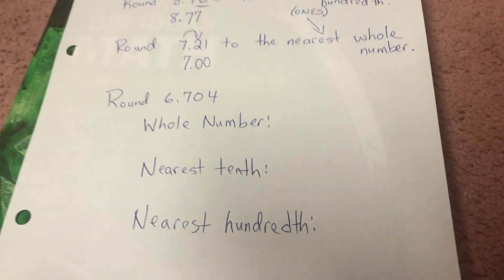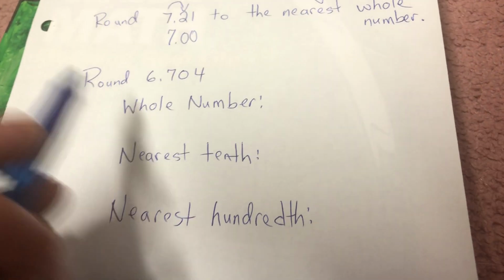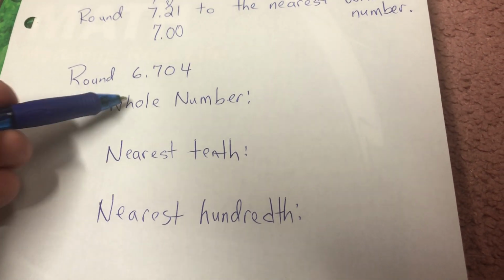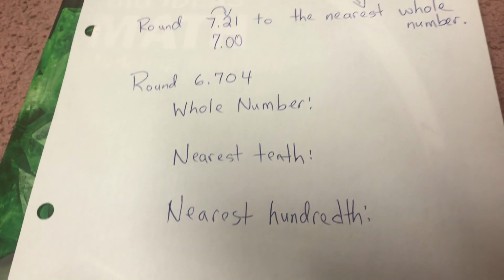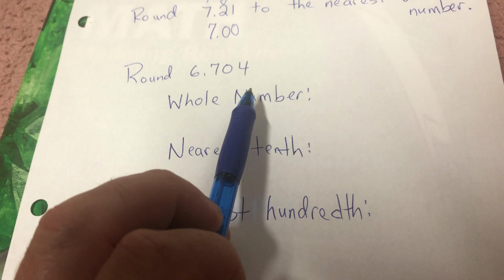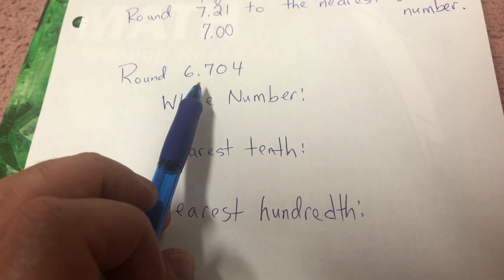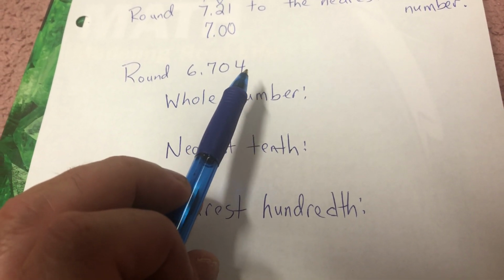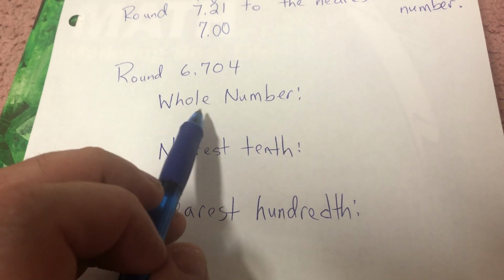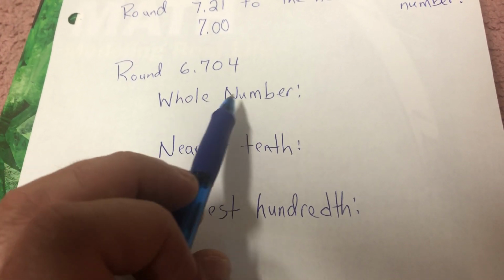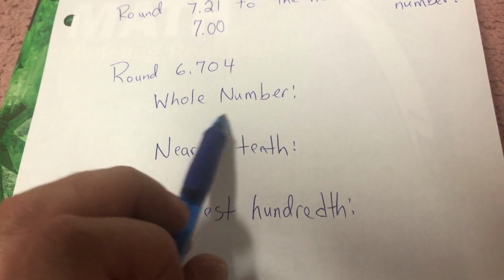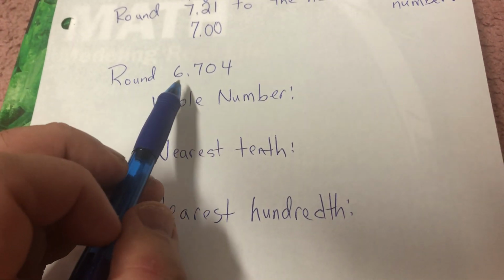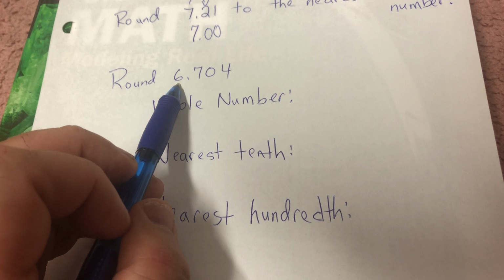All right, you're going to have one section on your assignment that gives you a number, and it's going to have multiple place values that it wants you to round to. So here I have 6 and 704 thousandths. First we're rounding to the nearest whole number. Well, as we just talked about, the whole number means we're rounding to the ones place. And in this situation, that's going to be the 6.